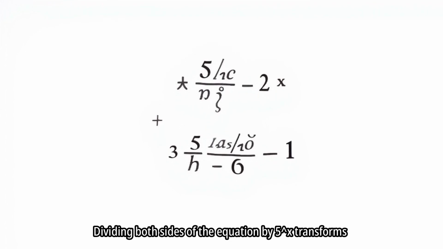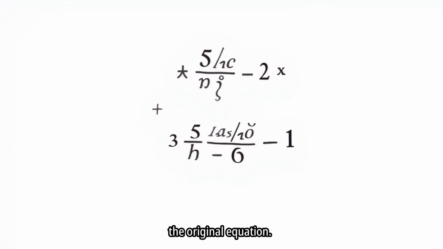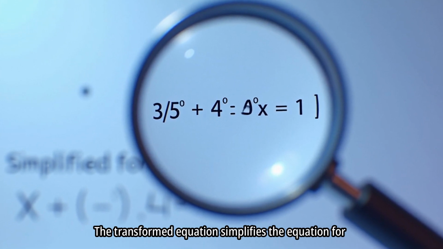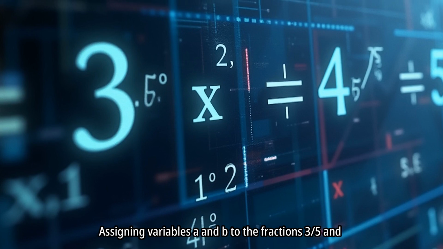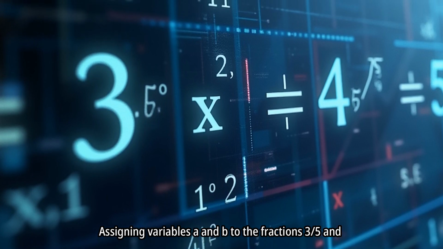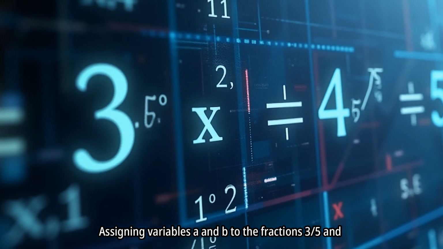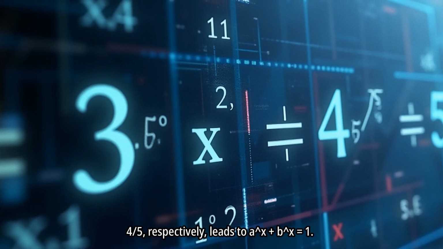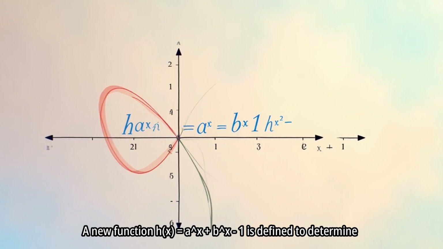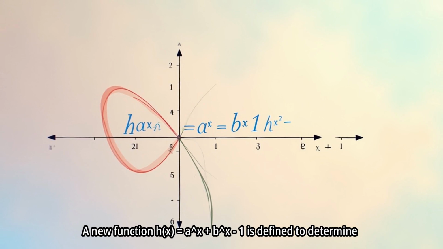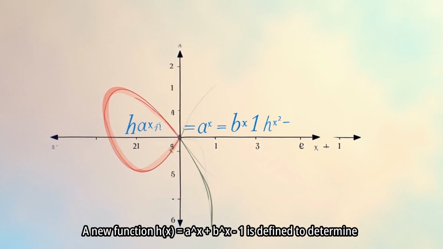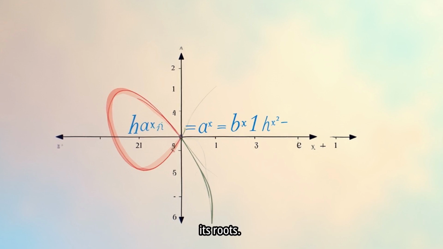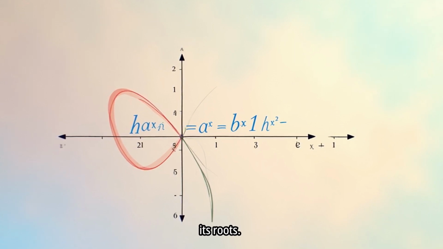Dividing both sides of the equation by 5^x transforms the original equation and simplifies it for further analysis. Assigning variables a and b to the fractions 3/5 and 4/5 respectively leads to a^x + b^x = 1. A new function h(x) = a^x + b^x - 1 is defined to determine its roots.